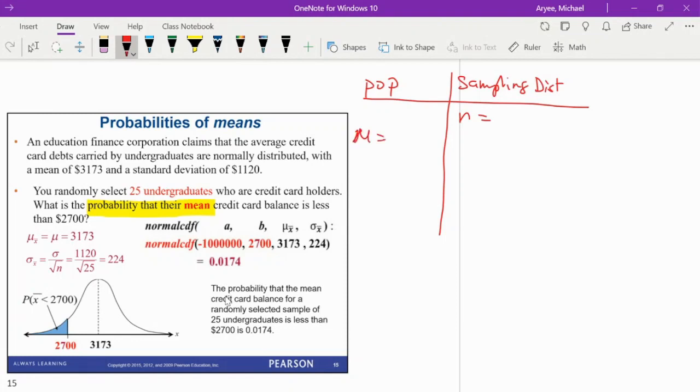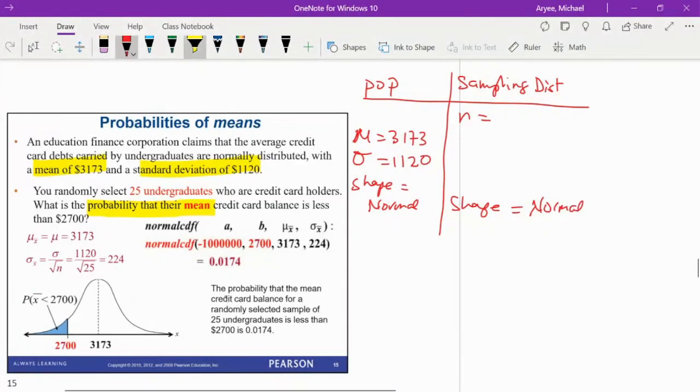So what is the mu for this group? They said the mean is 3173. Then they said the standard deviation is, so sigma is what? 1120. They said the shape is normal. Now, if shape is normal, it means the shape over here would also be normal for sure. It doesn't matter the sample size at all.